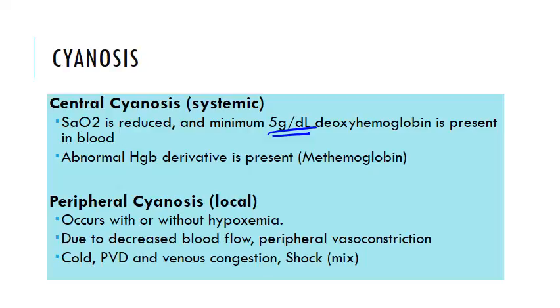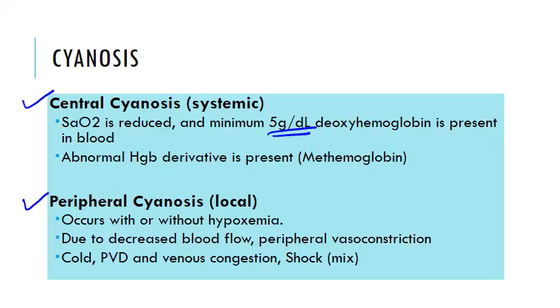And this presents as a purple hue to the lips, the fingertips, and the ears. So that is central cyanosis. Peripheral cyanosis is a local manifestation due to decreased blood flow or peripheral vasoconstriction, and it isn't necessarily indicative of systemic deoxygenation. So one can see this in Raynaud's phenomenon or peripheral vascular disease with venous congestion. This is due to decreased blood flow and doesn't necessarily mean that hypoxemia is present.